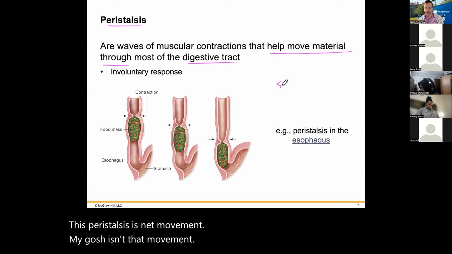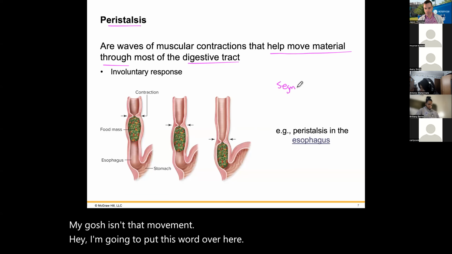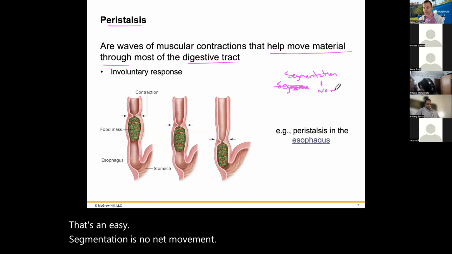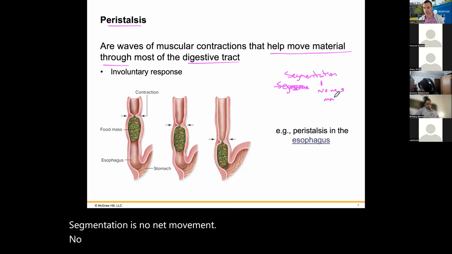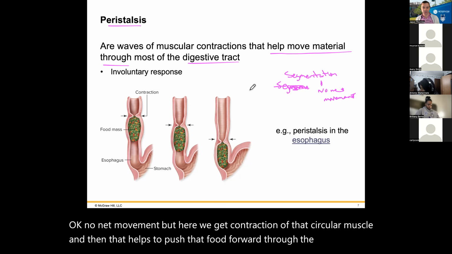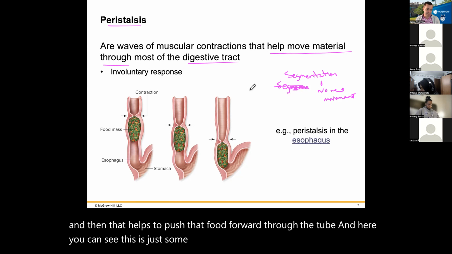Segmentation is no net movement. But here we get contraction of that circular layer of muscle, and then that helps to push that food forward through the tube. And here you can see this is just some peristalsis happening within the esophagus.